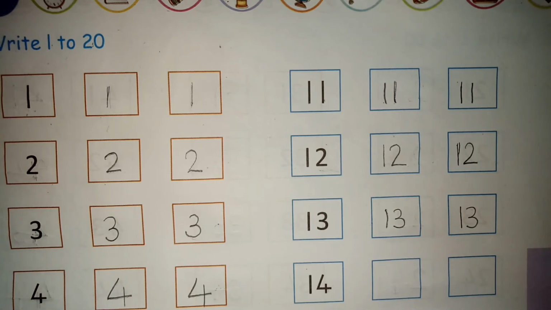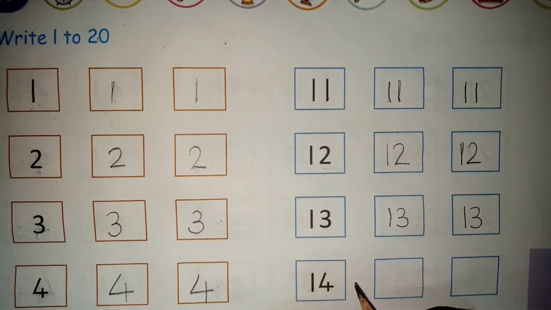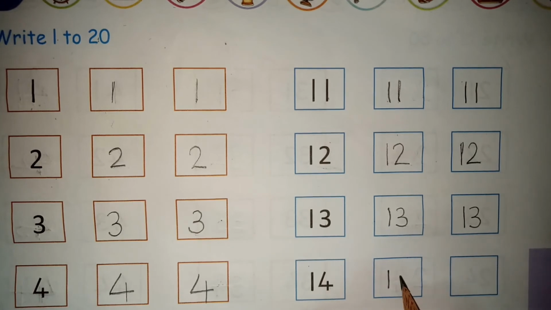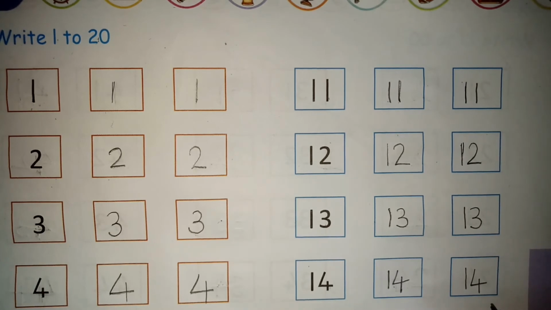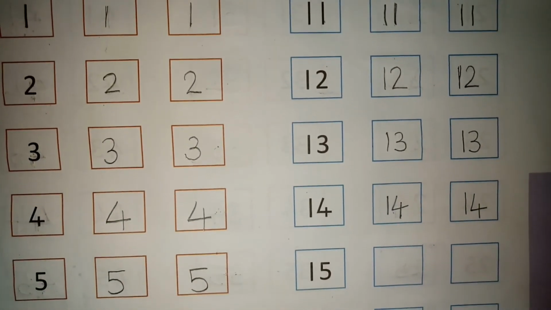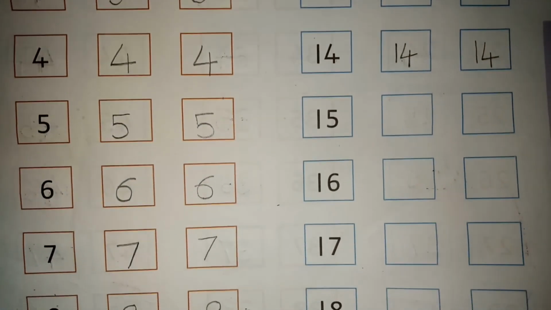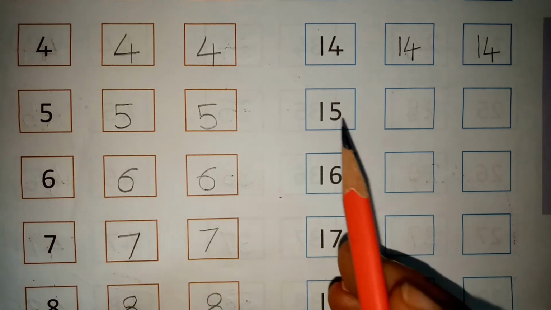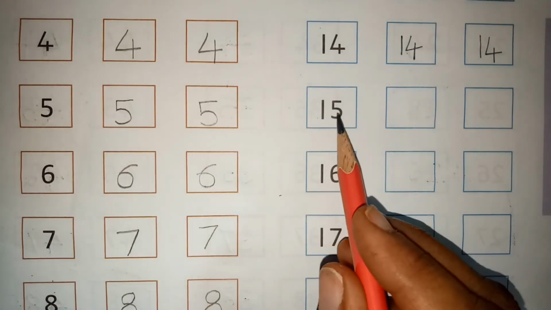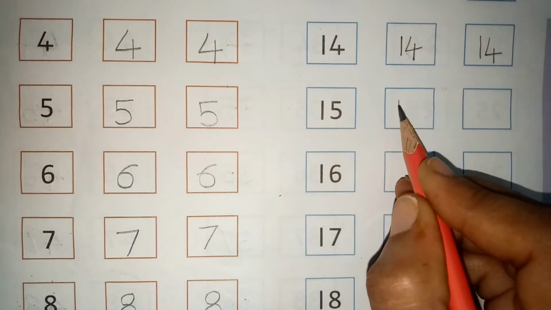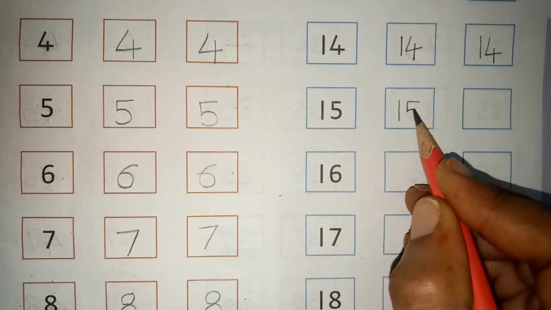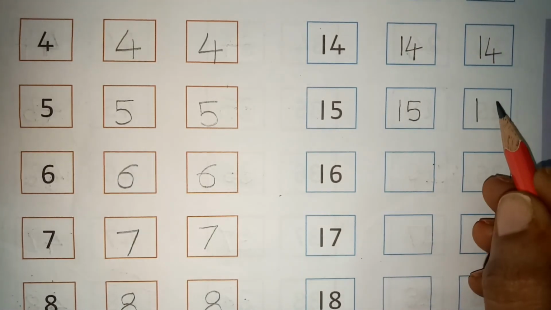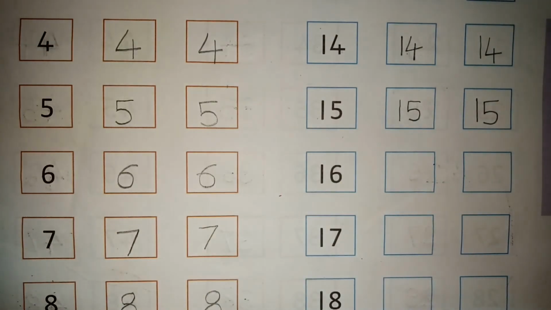Yes, correct. Number 14. 1, 4, 14. 1 and a 4, 14. 1, 4, 14. Then 1, 5, 15. 1, 5, 15. What comes after number 15?